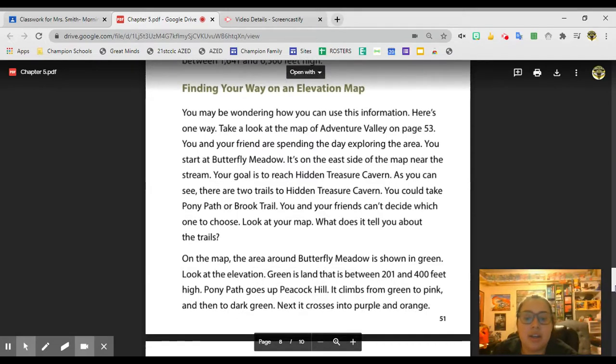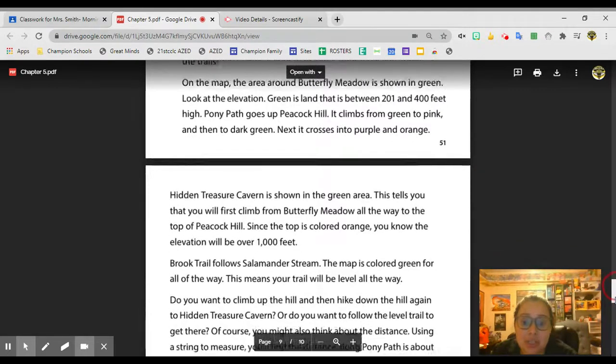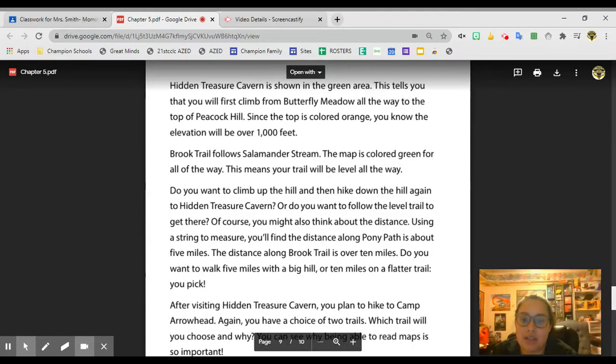On the map, the area around Butterfly Meadow is shown in green. Look at the elevation. Green is land that is between 201 and 400 feet high. Pony Path goes up Peacock Hill. It climbs from green to pink and then to dark green. Next, it crosses into purple and orange. Hidden Treasure Cavern is shown in the green area, which tells you that you will first climb from Butterfly Meadow all the way to the top of Peacock Hill. Since the top is colored orange, you know that the elevation would be over 1,000 feet.